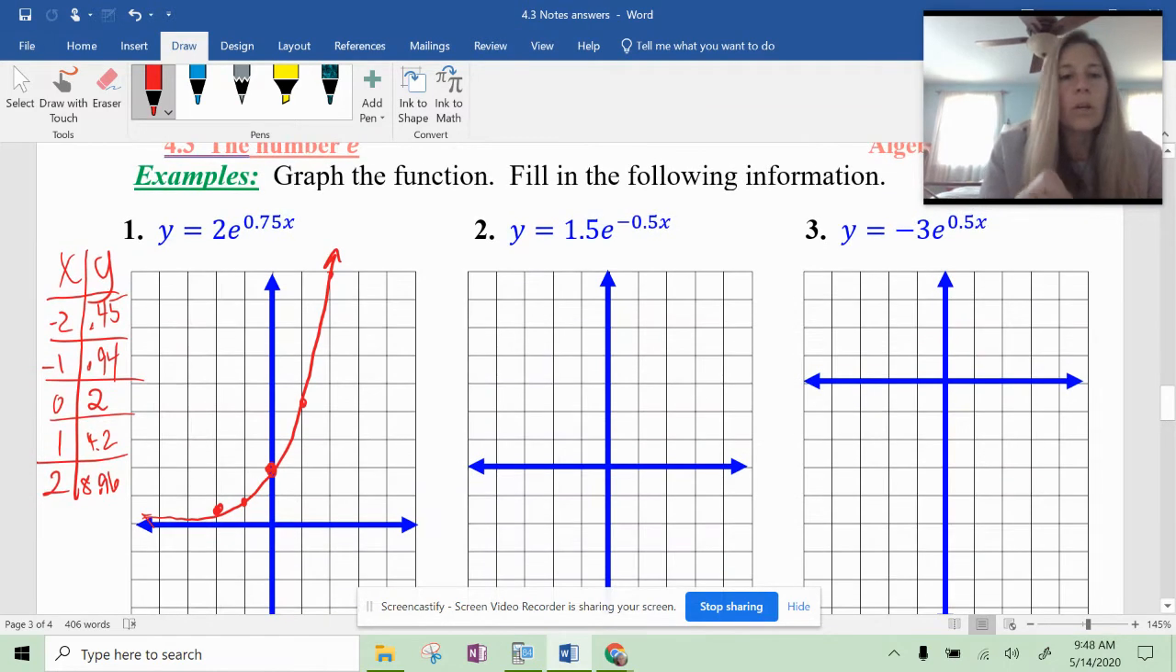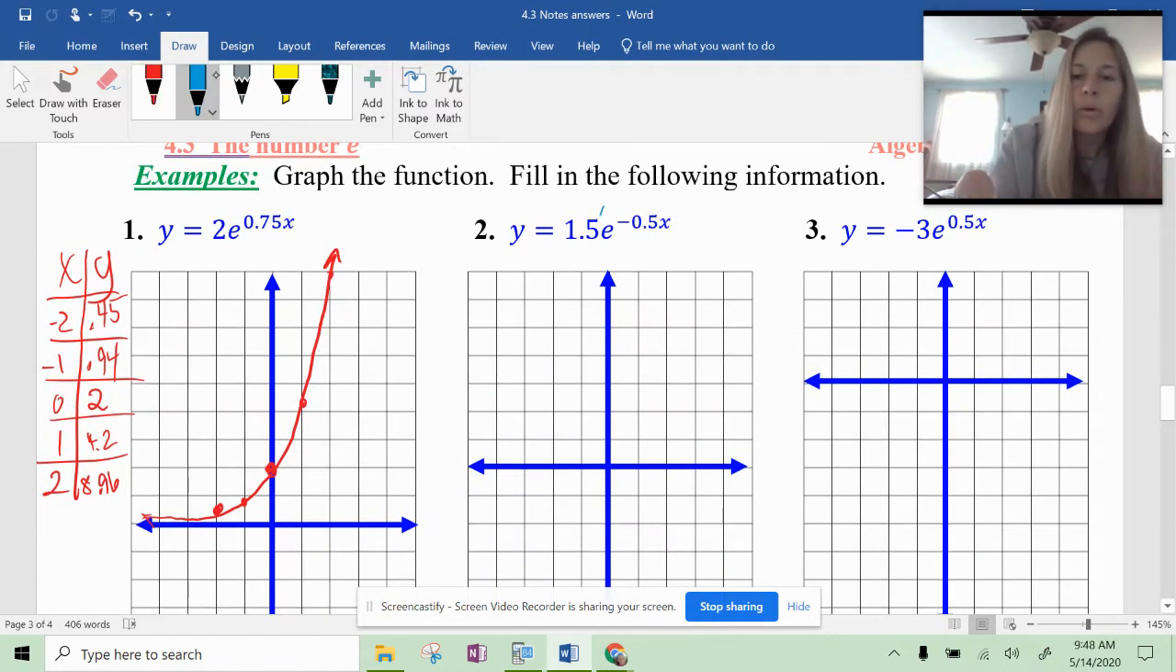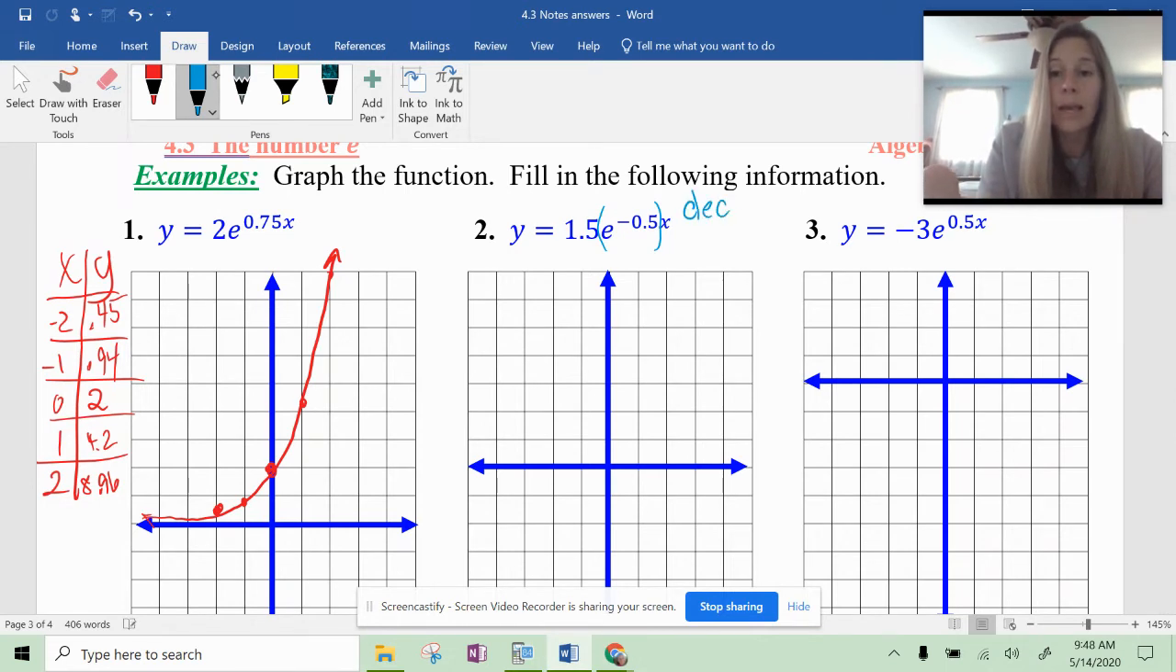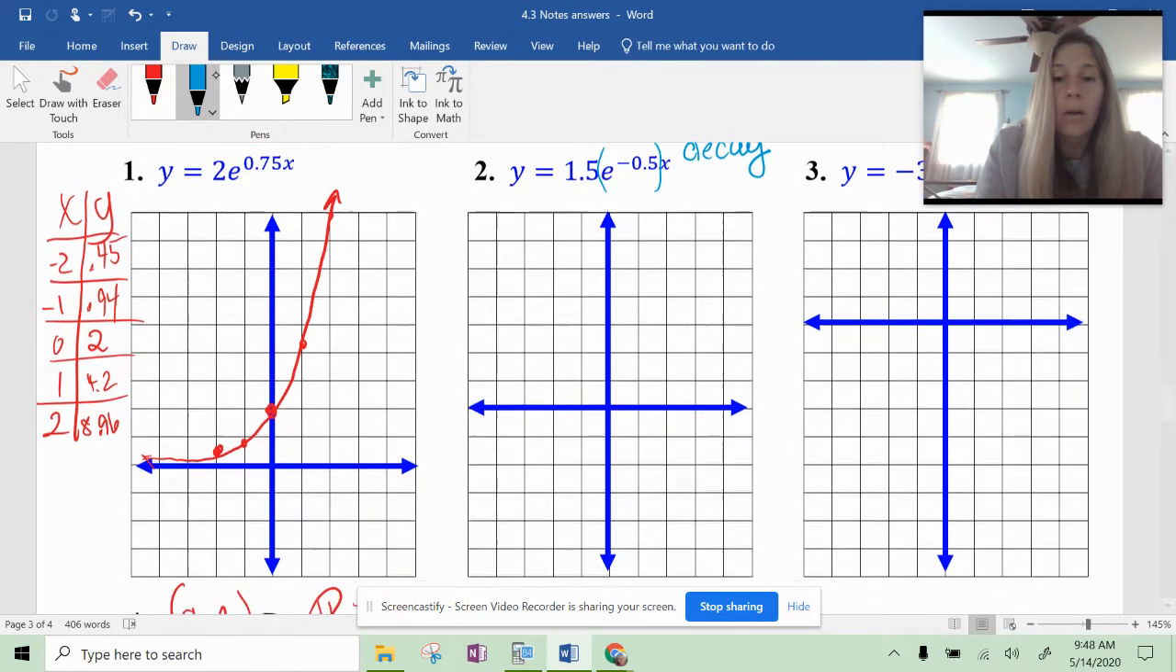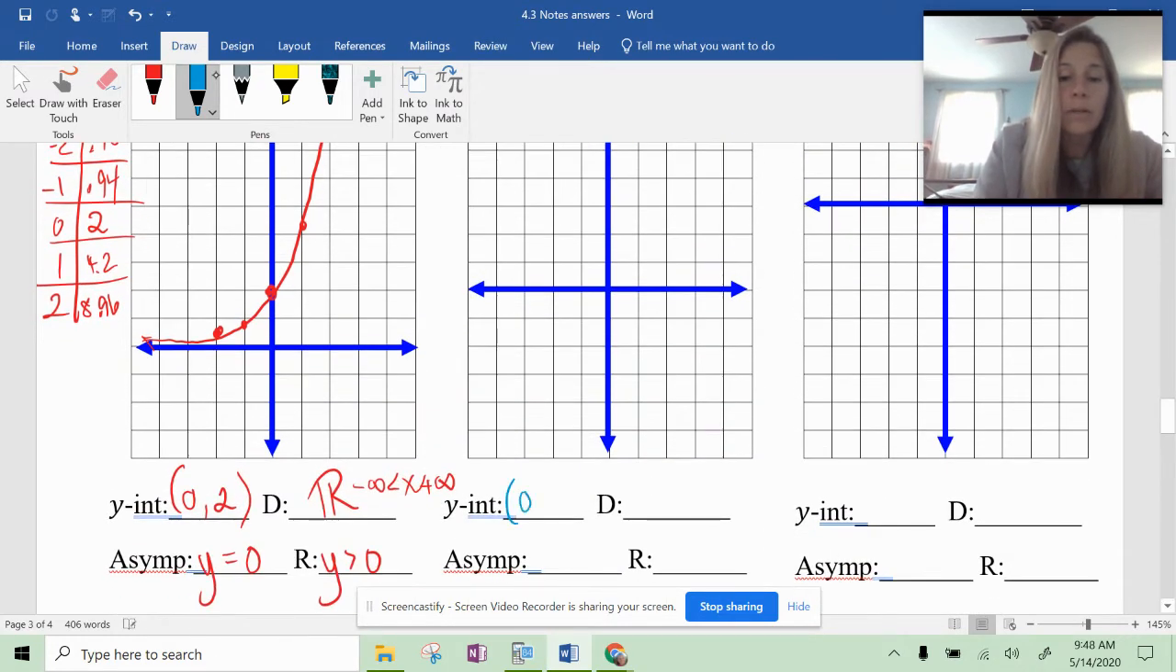Okay, so taking a look at number 2, before we do it, let's say, is it going to be growth or decay? Well, because my exponent for my Euler's number is a negative, we know this is going to be a decay function. I also know that if I put in a 0 here, my y-intercept is going to be 0 and 1.5. My domain is all real numbers. My asymptote is y equals 0, and my range will be y is greater than 0.